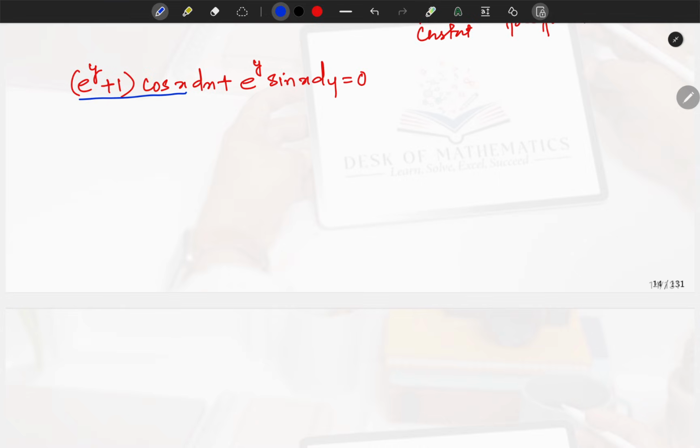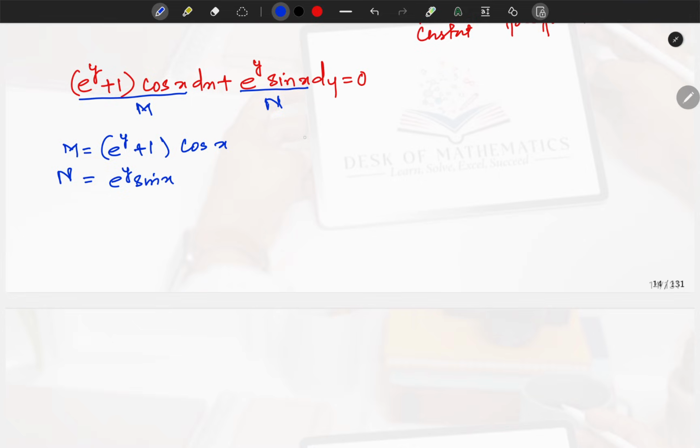For example, the question will be: solve the differential equation (e raised to power y plus 1) cos of x dx plus e raised to power y sine of x dy is equal to 0. They will only ask you to solve the differential equation, so you have to see that this is in the form of M dx and this is N dy. So try to solve this by the exact form. Now what is your M here? Your M is (e raised to power y plus 1) cos of x, and your N is e raised to power y sine of x.